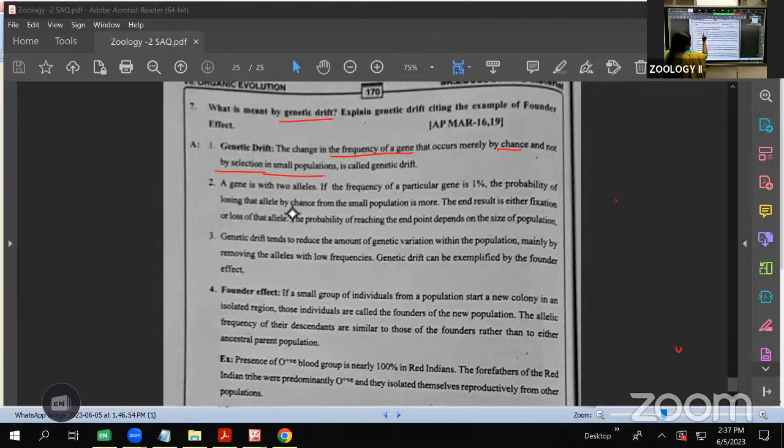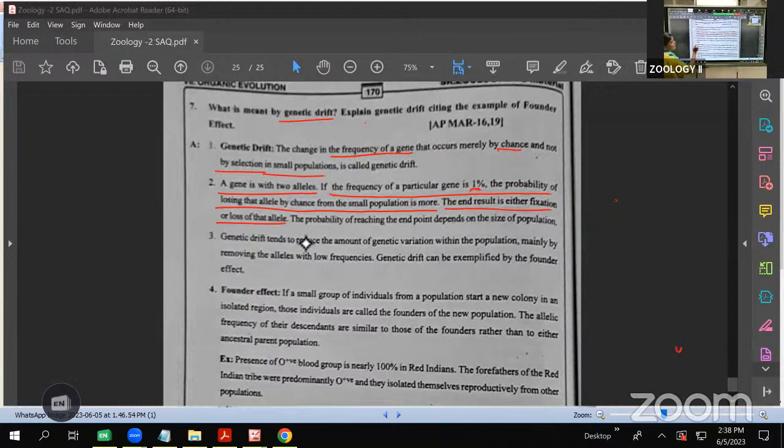Next, take a gene with two alleles. All genes have two alleles. If the frequency of a particular gene changes by only 1%, there is a 1% probability of losing that allele by chance from a small population. That change in frequency, 1%, is negligible. So it is chance in the population. The end result is either formation or loss of the allele. Clear? This is about genetic drift.